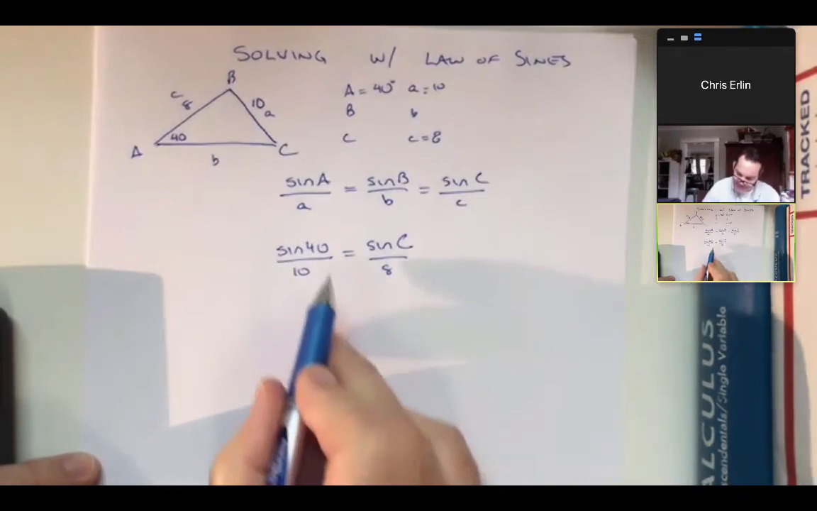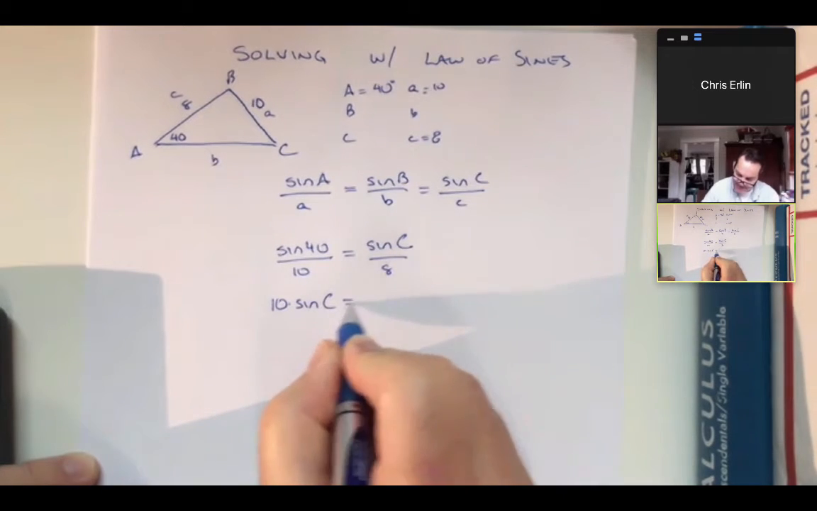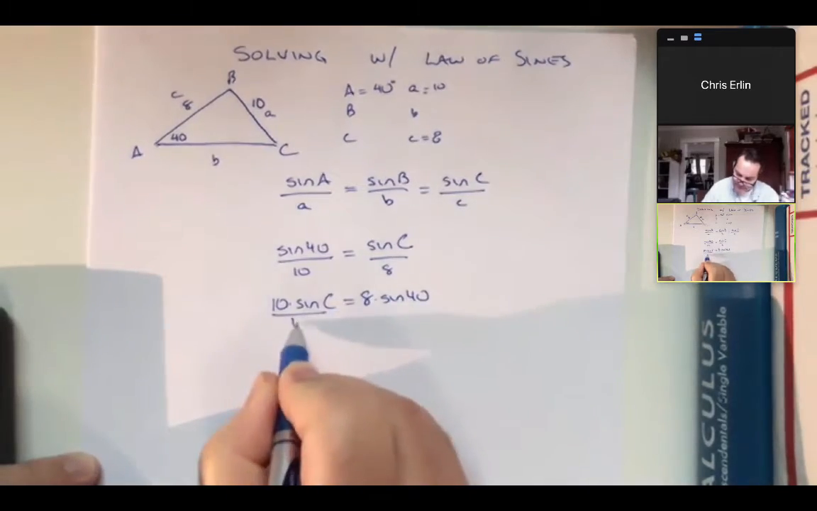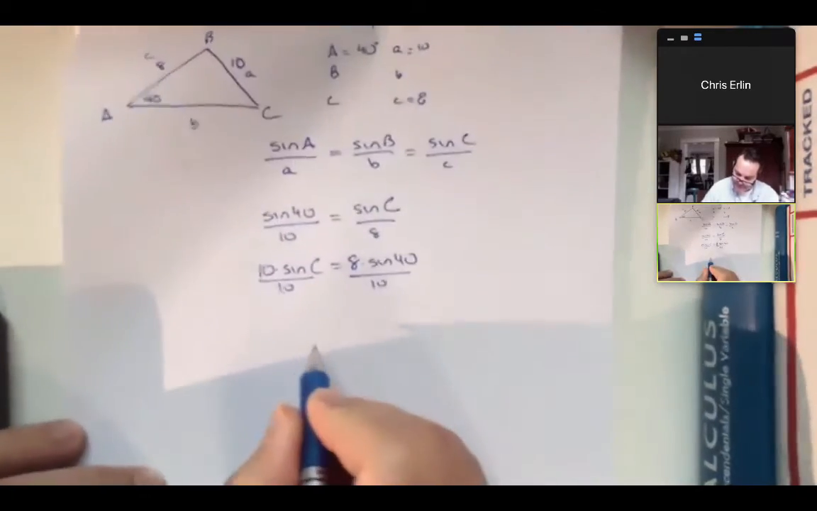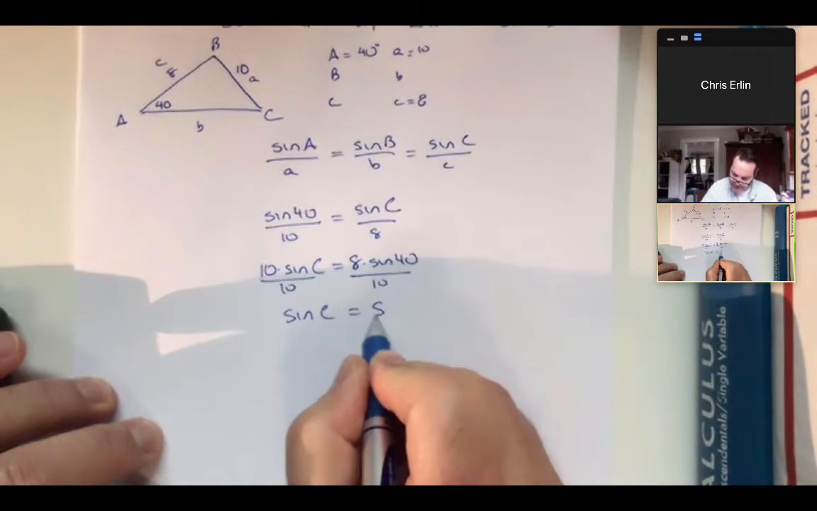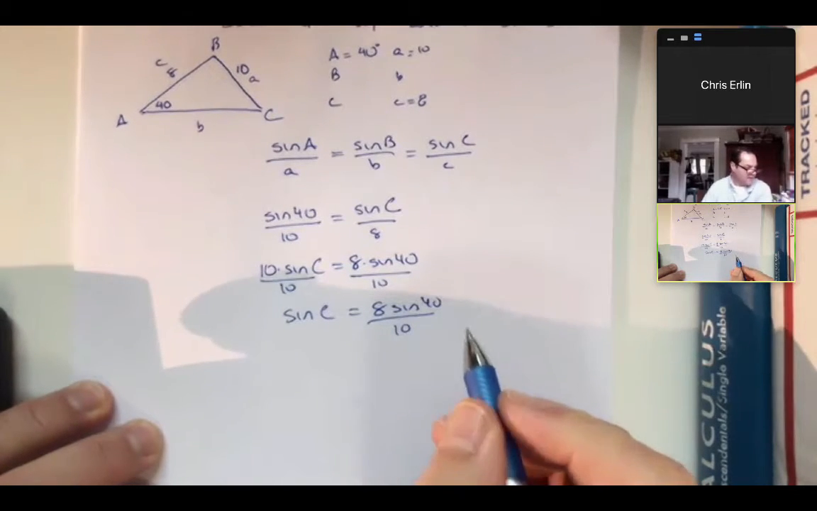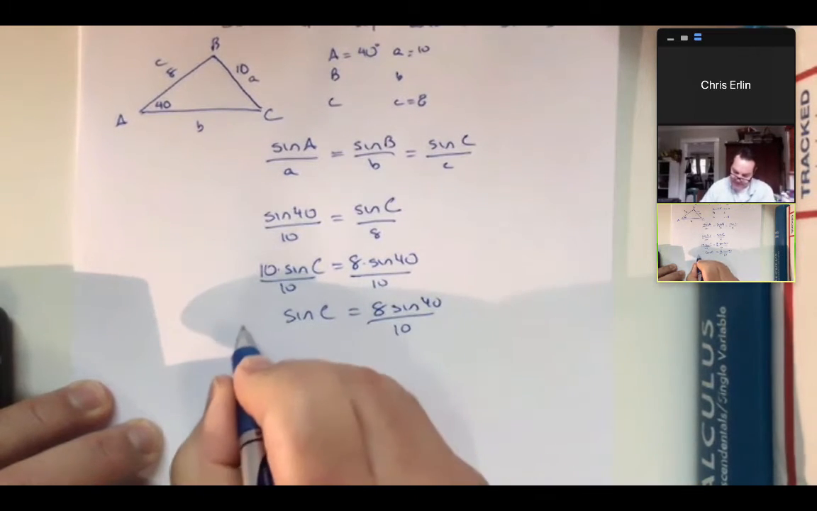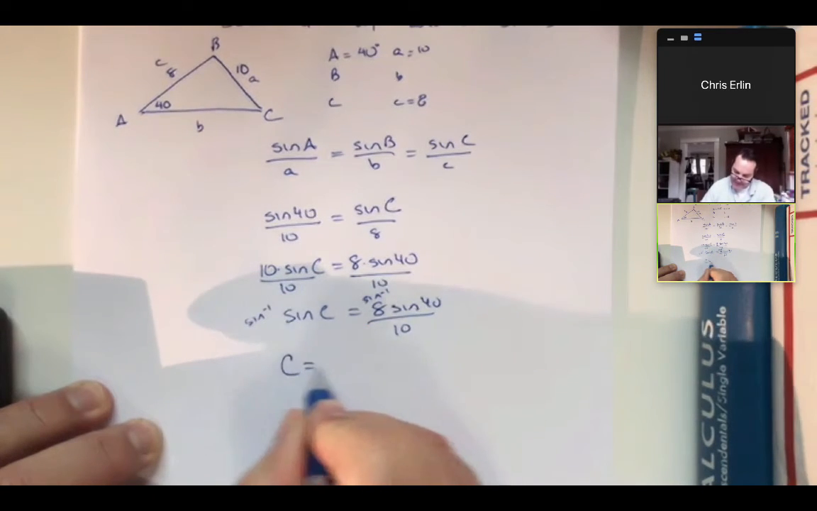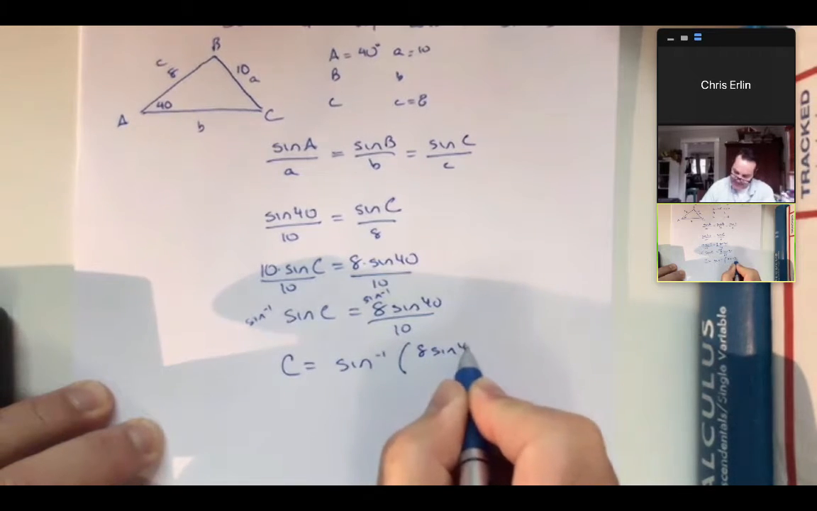I'll solve this as a proportion by cross multiplying. I'll get 10 times the sine of C is equal to 8 times the sine of 40. Divide by 10, and I get that the sine of C is equal to 8 sine of 40 over 10. To find the actual value of C, I'm going to have to inverse sine both sides, or arc sine. And I get that C is the arc sine of 8 sine of 40 over 10.